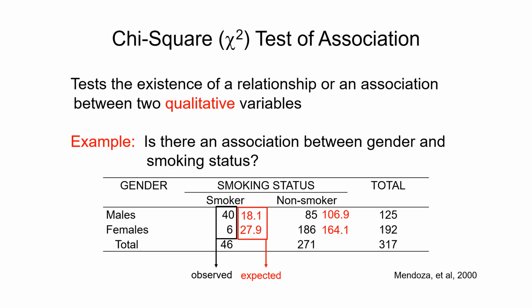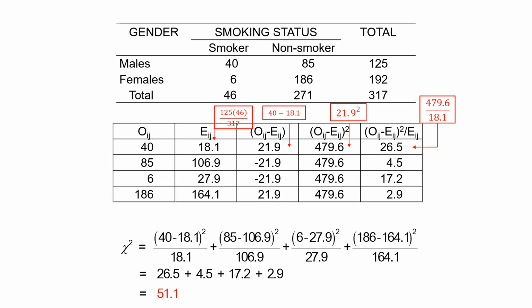The logic behind the chi-square is that if no relationship exists between gender and smoking status, meaning that gender and smoking status are independent, the observed frequencies, which are in black, will be the same or close to the expected frequencies, which are in red, and the value of the chi-square statistic will be small. If a relationship or dependency occurs, the observed will vary from the expected, and the value of the chi-square will be large. This is how the chi-square test statistic is computed manually.